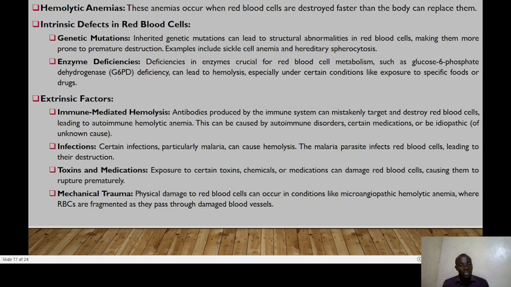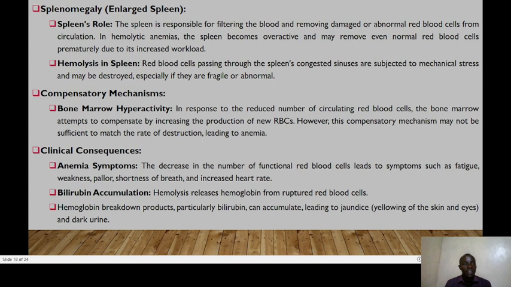Toxins, where exposure to certain toxins, chemicals, and medication can damage red blood cells, causing them to rupture prematurely. And lastly, mechanical trauma to the red blood cells can also occur in conditions like microangiopathic hemolytic anemia, where RBCs are fragmented as they pass through damaged blood vessels.